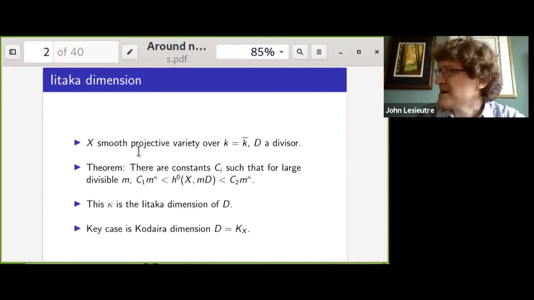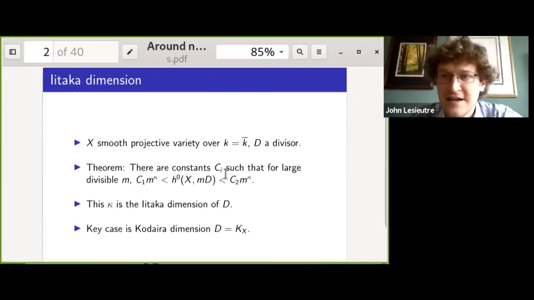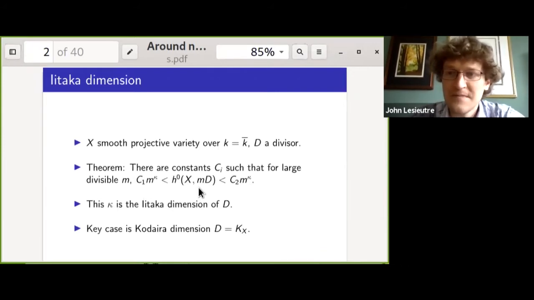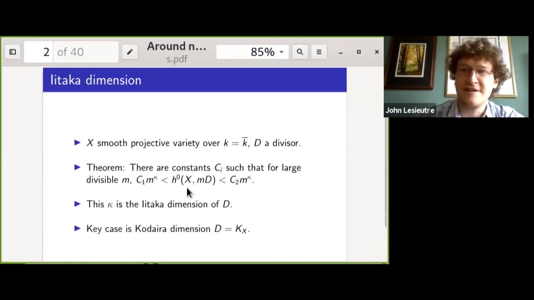Iitaka dimension, as you might know, is related to what happens to the number of sections of these things as you take bigger and bigger multiples of your divisor. If you like line bundles, bigger and bigger tensor powers of a line bundle. So here's what you do. You have this variety X, you have a divisor D on X, and you start looking at mD, where m is an integer, and you take m to be bigger and bigger. And you ask, how does this H^0 grow? And the answer is a theorem. It's a bit of work, but you can find it in Lazarsfeld's book.